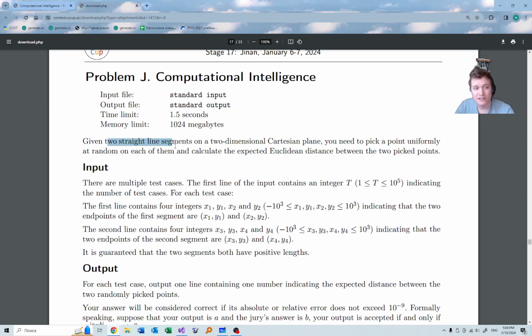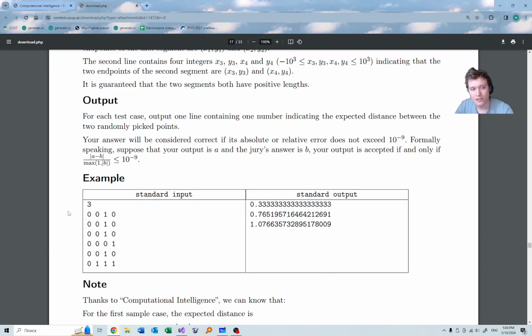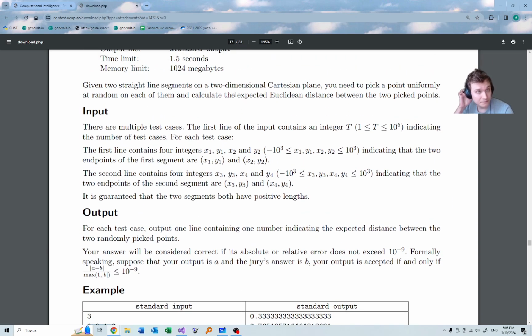You're given two straight line segments on a 2D plane, and we pick uniformly at random a point on each of them and calculate the distance between these points. And we need to find the expected value of this length. This is what is needed here. We need to calculate this expected value with high precision.